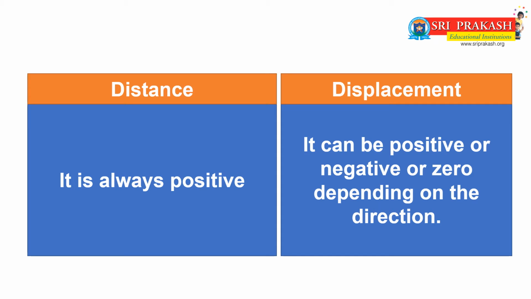So displacement, if it is along a positive direction, imagine like positive x-axis, it will have a positive value. And in the opposite direction, along the negative axis, it has a negative value. And if the final and the initial positions coincide, that is, the object returns to its starting position, then the displacement can be zero.